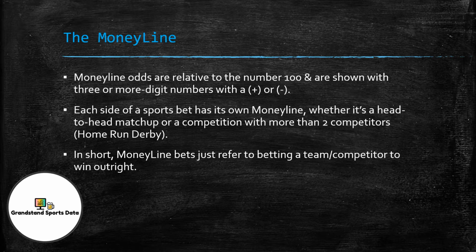The money line. Moneyline odds are relative to the number 100 and are shown with three or more digit numbers with a positive or a minus sign. Each side of a sports bet has its own money line, whether it's a head-to-head matchup or a competition with more than two competitors, such as a home run derby or betting on a future for a Super Bowl champion. In short, moneyline bets just refer to betting a team or a competitor to win the competition outright.